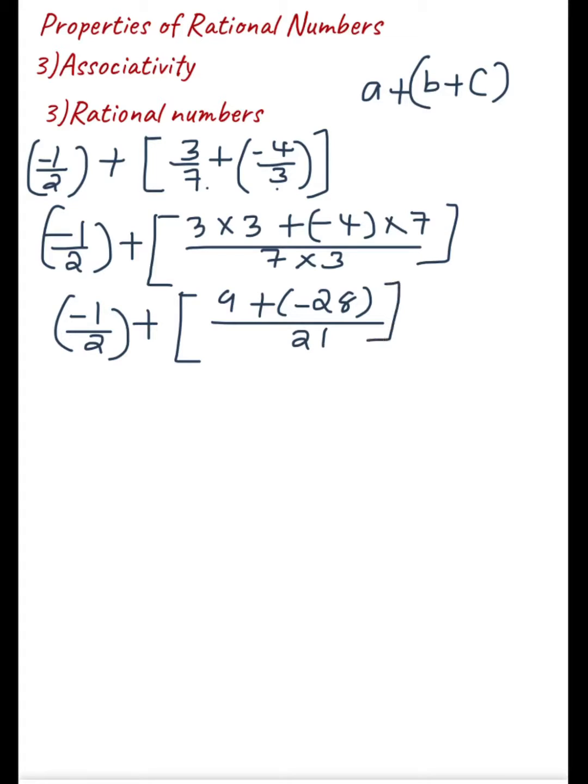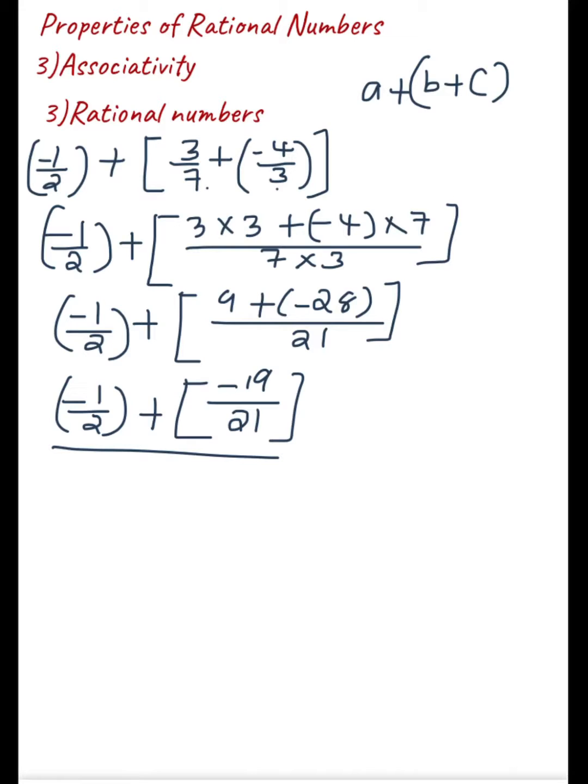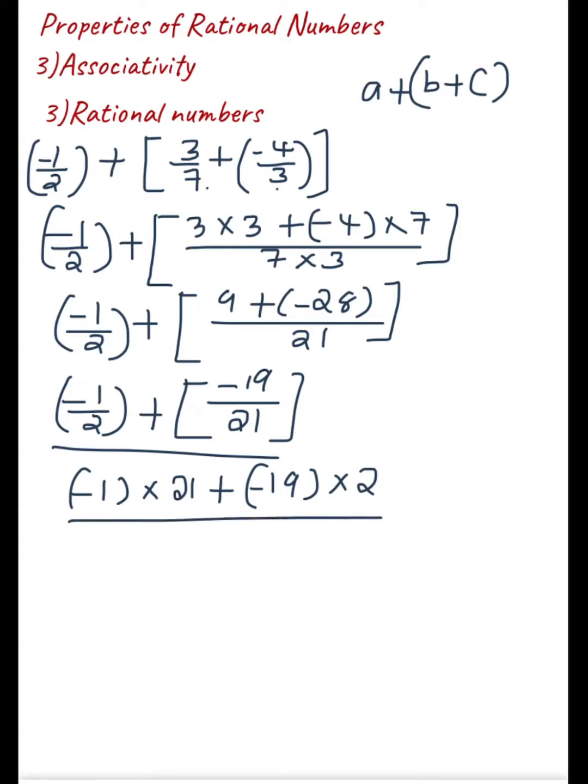It's 21. Now minus 1 by 2 plus what is 9 plus minus 28? You have to subtract them, which gives 19, and you put the sign of the bigger number, that means minus 19 by 21. Now you have to add them. Adding will give minus 1 into 21 plus minus 19 into 2, divided by 2 into 21.